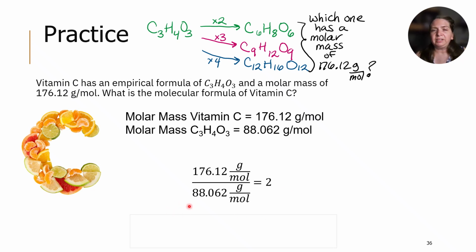This tells us that we need to multiply every subscript in the empirical formula by 2. The molecular formula of vitamin C is C6H12O6. We can always double check our answer by calculating the molar mass of this molecular formula and confirming that it matches the molar mass provided in the problem.